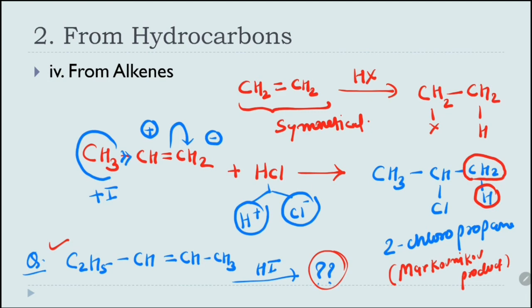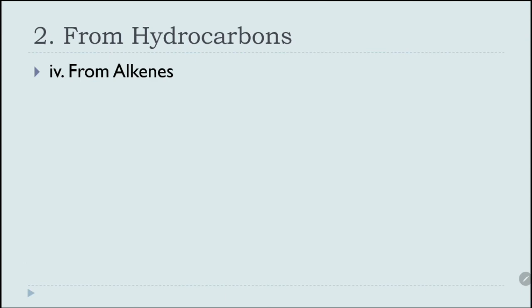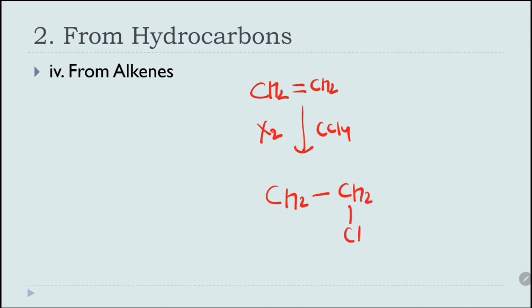Now see, we can also add X2 on the double bond. For example, suppose we have CH2=CH2, ethene, and if we react it with X2 in presence of CCl4, we will get vicinal dichlorides or vicinal dihalides. Remember, geminal and vicinal we studied in the previous class. 1-2 position is called vicinal. So this is a vicinal dihalide.